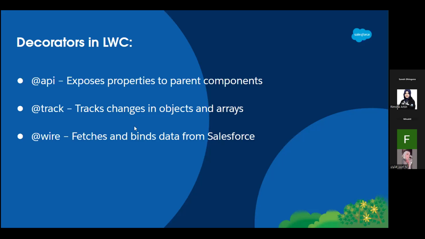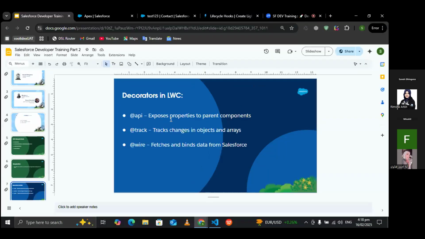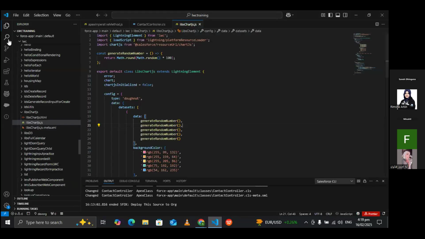Then we have wire. Wire is another method for calling apex methods. We have the imperative method, where you can directly call your method. Then we have wire, which fetches the data from Salesforce and binds it in the LWC. Wire can have different forms, let me show you the code, that will be better. Then we have API. Let's go to any API.